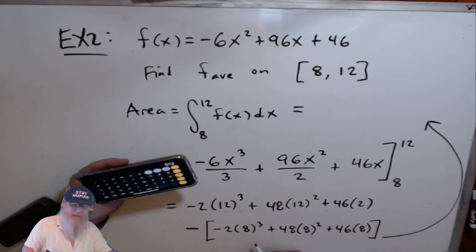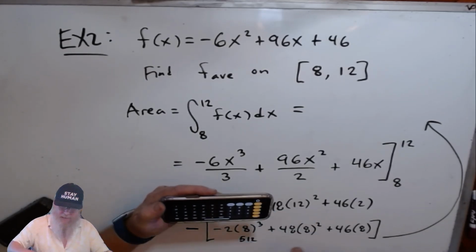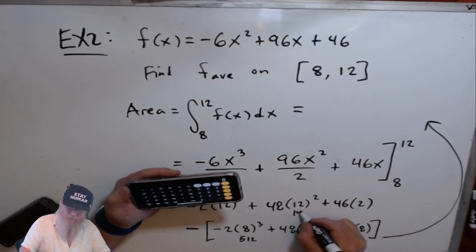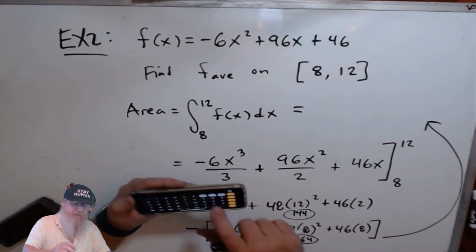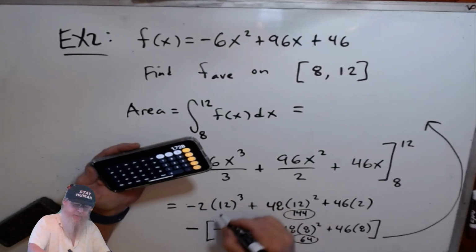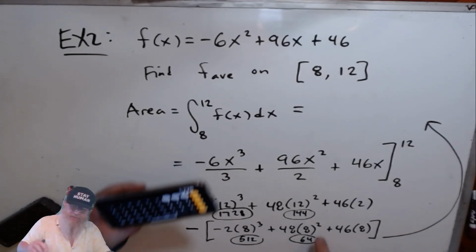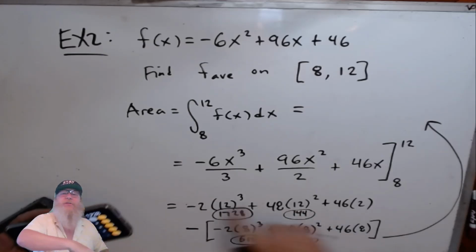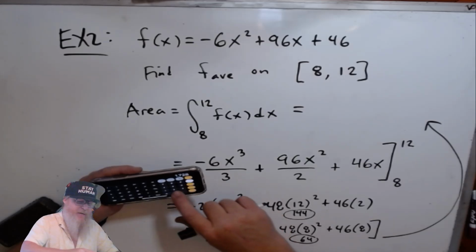I don't know why I did that one first. Let's just write down everything that I got. 8 squared is 64. 12 squared is 144. I meant to do 12 cubed. That was the one I couldn't do in my head. 1728. All right, I like to do all the powers first. Okay, so now I'm going to go traditional and just go left to right. So negative 2 times 1728.